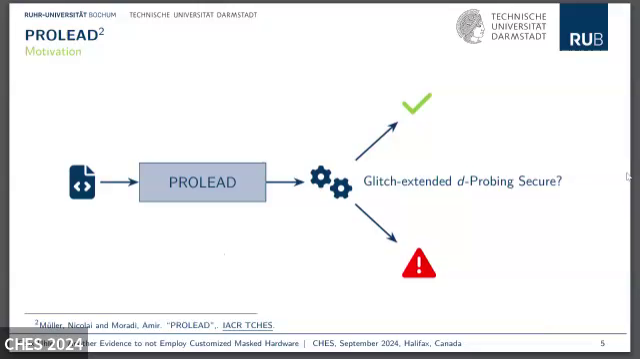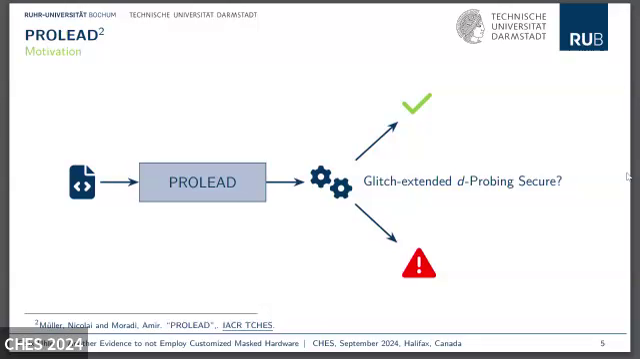We can use these models to prove our security. For smaller circuits, it's probably possible to do it by hand, right? So we have to prove for all combinations of up to d probes that there is no dependency between the secret and this combination of probes. But for larger circuits, we need tools to do this for us. One tool which can do it is PROLEAD.